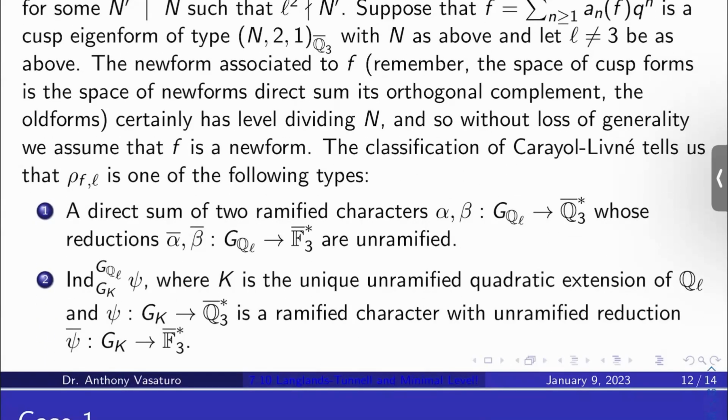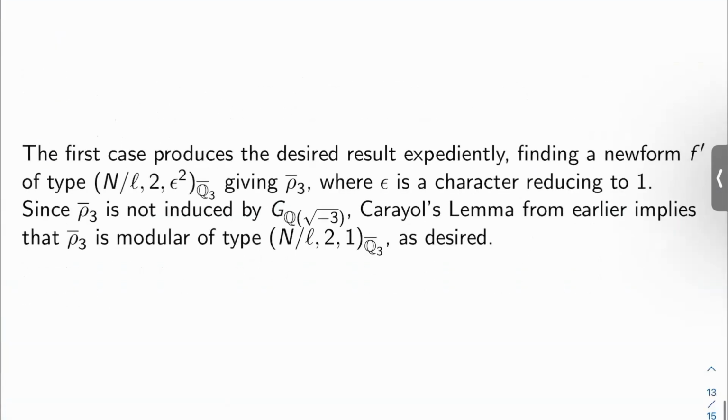Or it's an induced representation from K to G_{Q_L} of psi, where K is the unique unramified quadratic extension of Q_L, and psi from G_K to Q-bar_3 star is a ramified character with unramified reduction mod 3. So very similar, but two different kinds of reductions. So we have a direct sum of ramified characters or an induced representation. And then you just argue case by case.